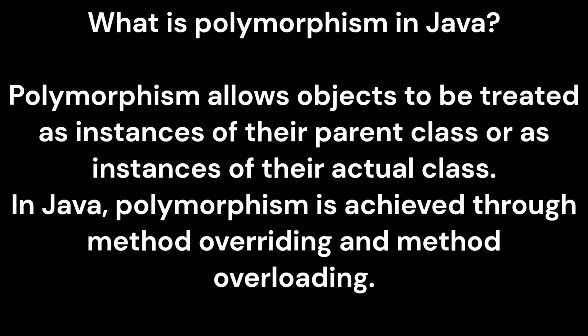What is polymorphism in Java? Polymorphism allows objects to be treated as instances of their parent class or as instances of their actual class. In Java, polymorphism is achieved through method overriding and method overloading.